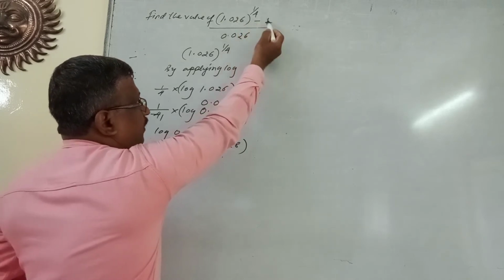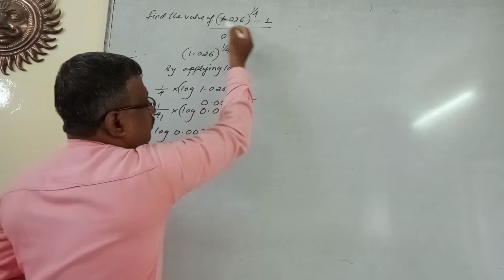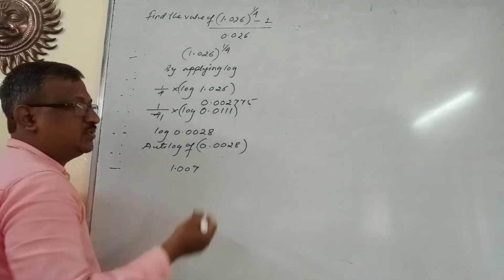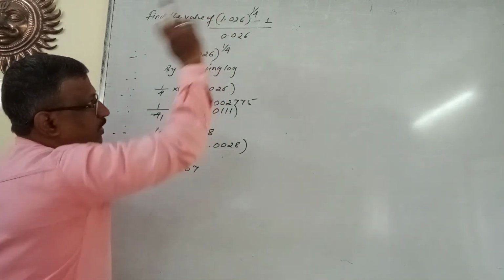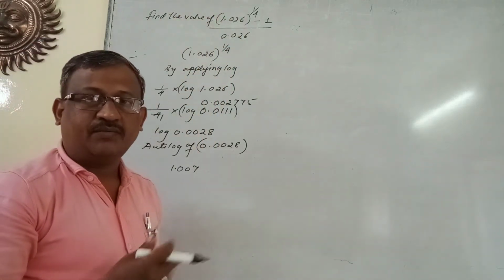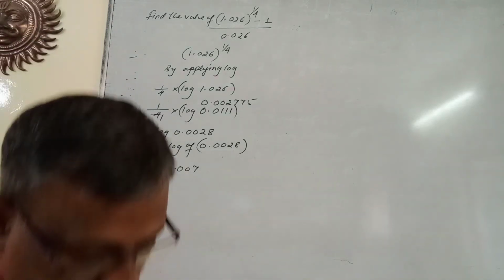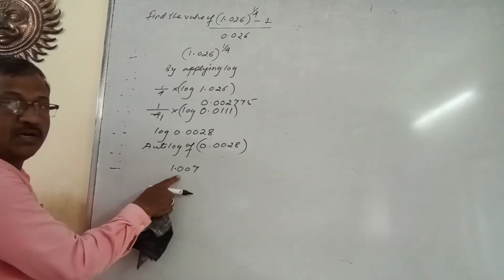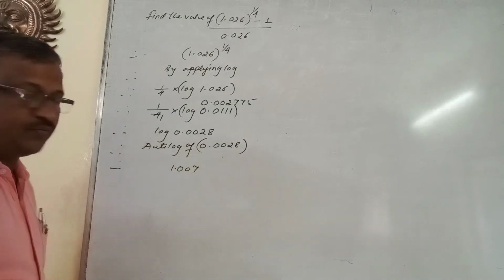And from that value we can easily minus 1, because directly we cannot minus 1 until and unless we simplify this. This is the reason why first we have to get the value of this separately, and whatever value comes from that you have to minus 1. So now we can minus very easily. So let's substitute this value, 1.007, in place of 1.026 raised to 1/4.